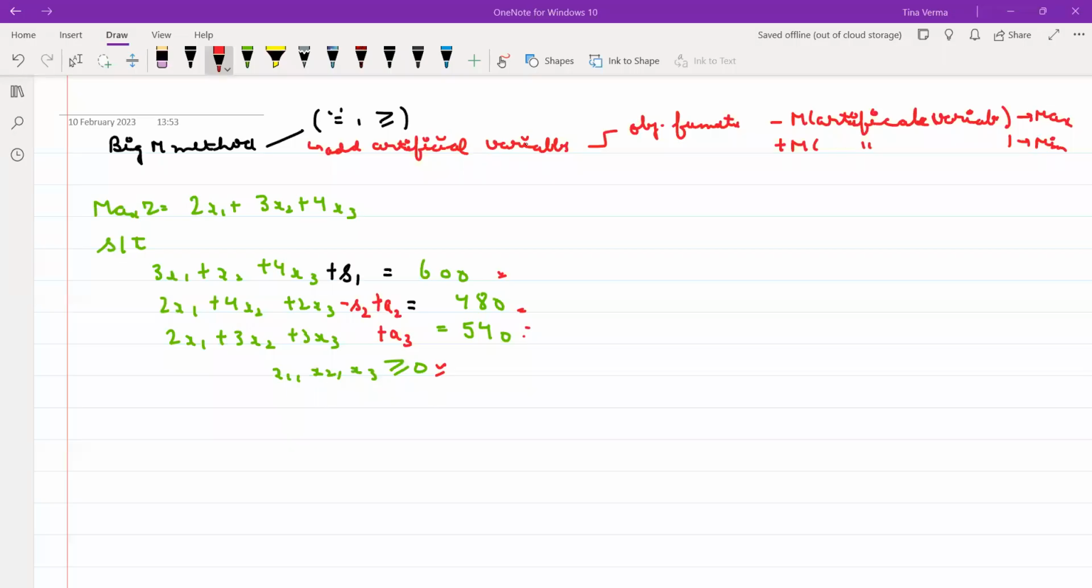There was an equality constraint, and you have not added any slack or surplus variable. That means there is a need to add your artificial variable. So when you form your A matrix, what will be your A matrix? That is the columns of x1, x2, x3, S1, S2, A2 and A3.